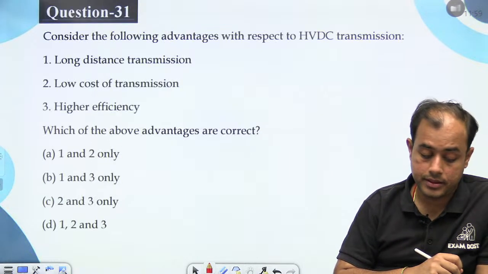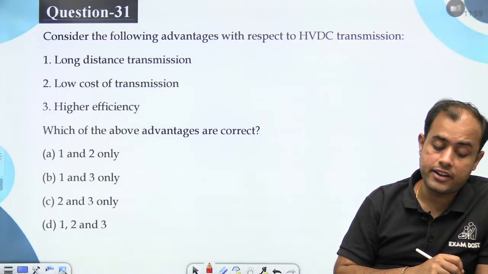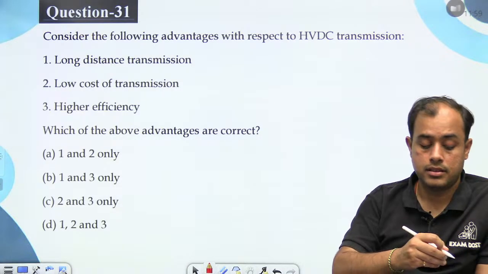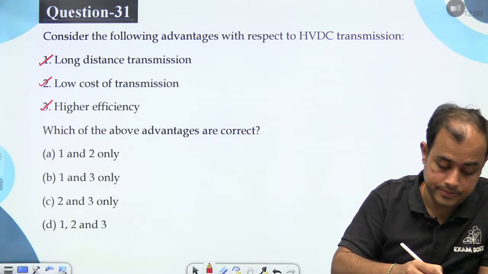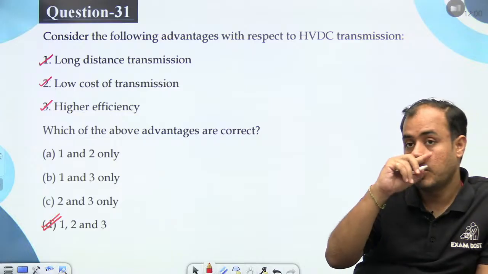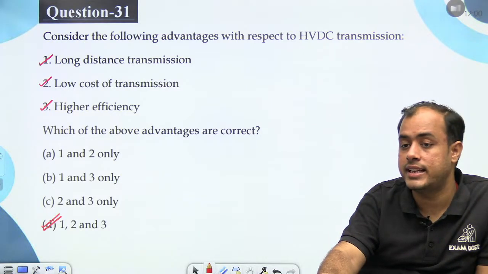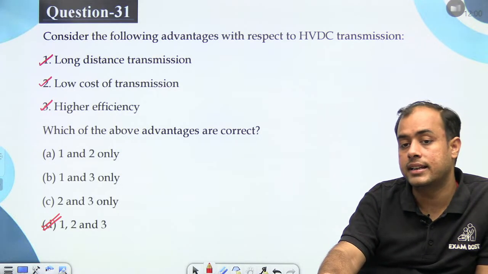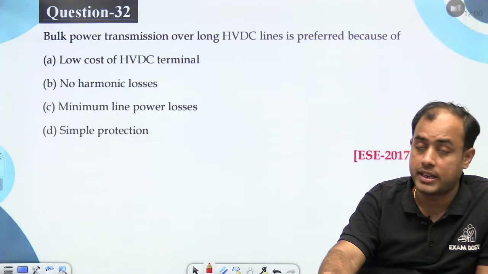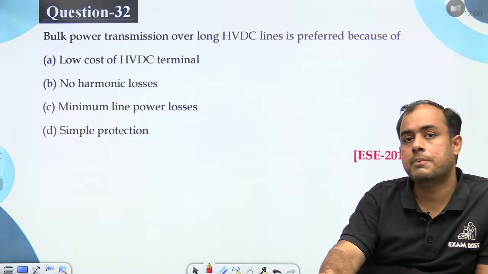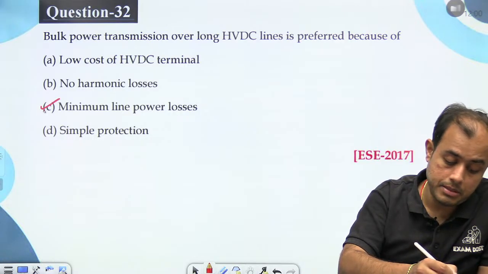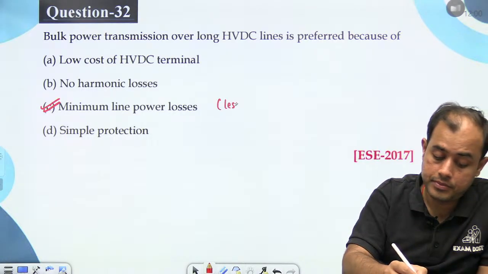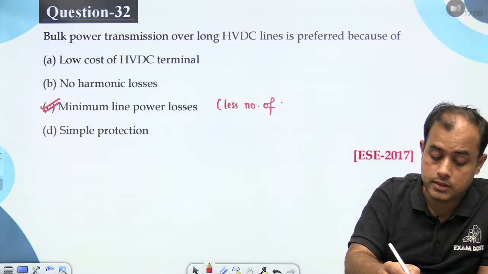ESE 2015. ESE 2016. Advantages of HVDC. Long distance, low cost, higher efficiency. ठीक है, लॉन्ग डिस्टेंस में सस्ता पड़ता है एचवीडीसी, याद रखिएगा. क्यों? क्योंकि कंडक्टर की लेंथ आपको कम रिक्वायर्ड होती है. You need lesser length, lesser cost of conductor. Bulk power transmission is preferred because minimum line losses, less number of transmission line.